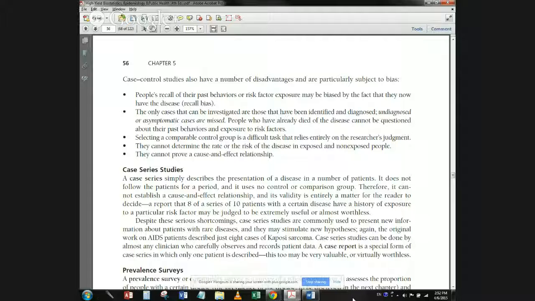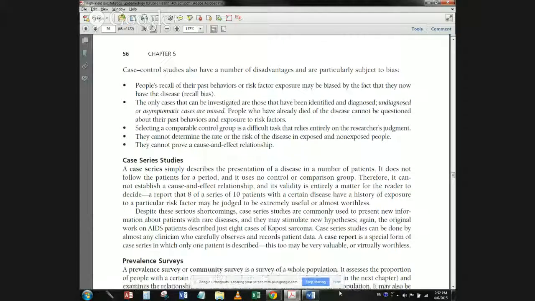Case series studies can be done by almost any clinician who carefully observes and records patient data. A case report is a special form of case series in which only one patient is described. This too may be very valuable or virtually worthless.